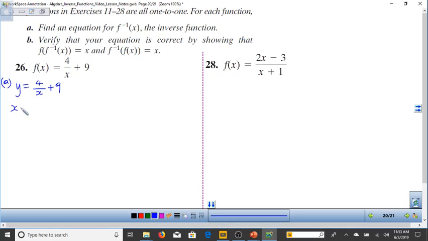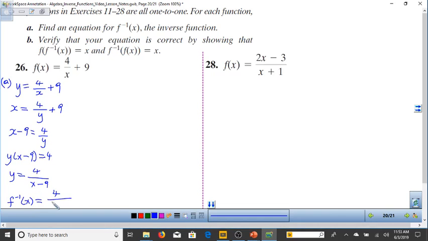Then the key step, x is replaced by y and y is replaced by x. So we have x equal to 4 over y plus 9. Then we solve for y. I'm going to subtract 9 from both sides. Then I'm going to multiply both sides by y. Then I'm going to divide both sides by x minus 9. There we have it. So then f inverse of x is equal to 4 over x minus 9.